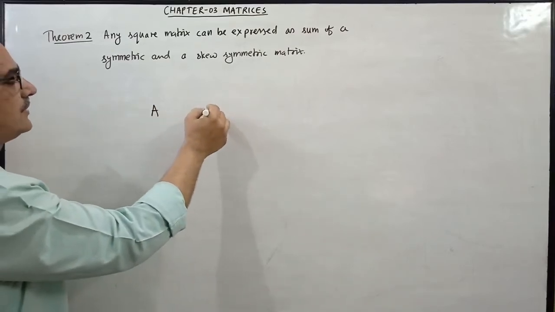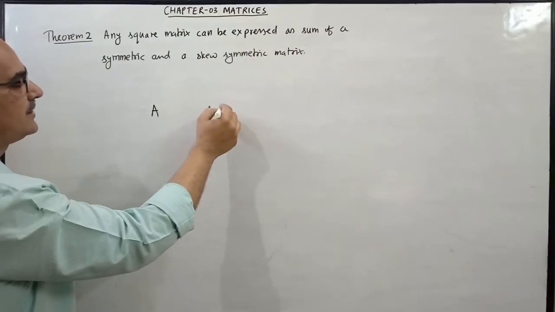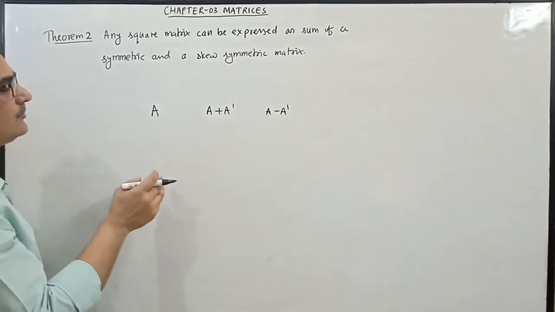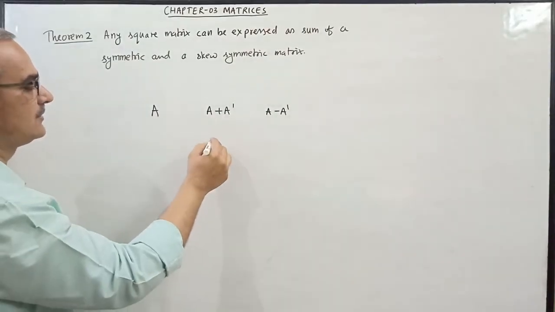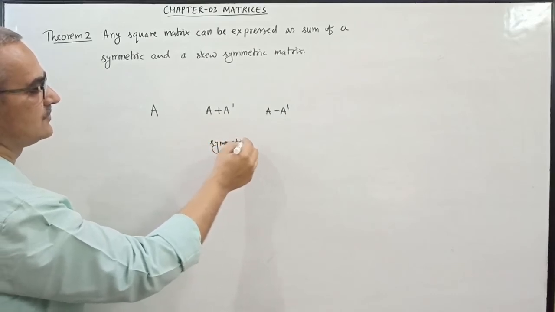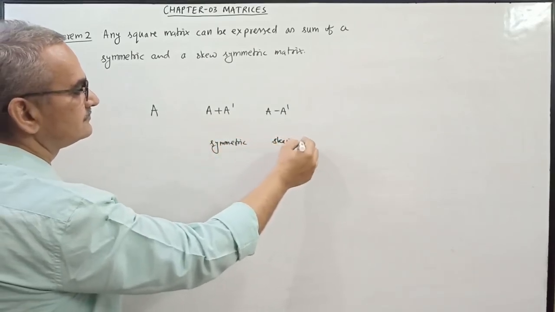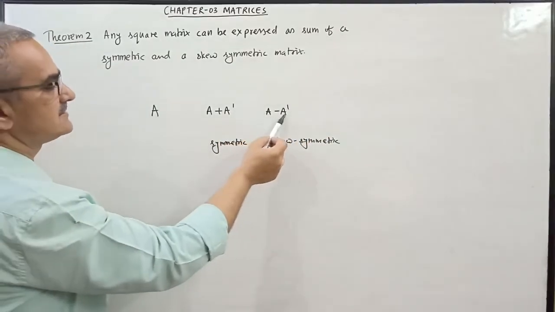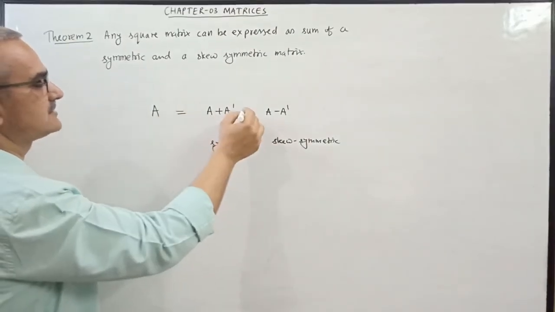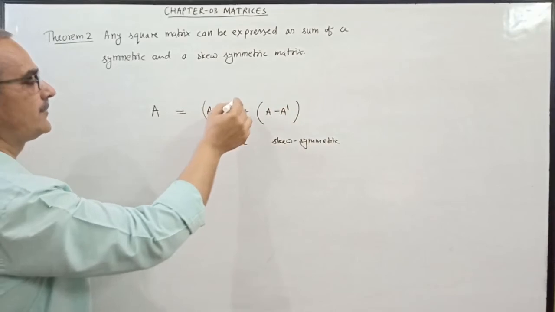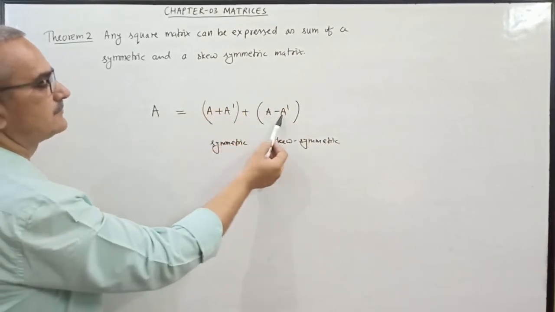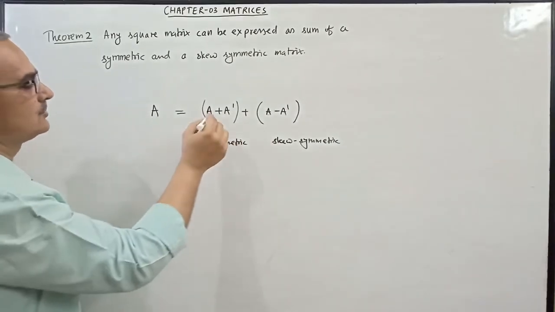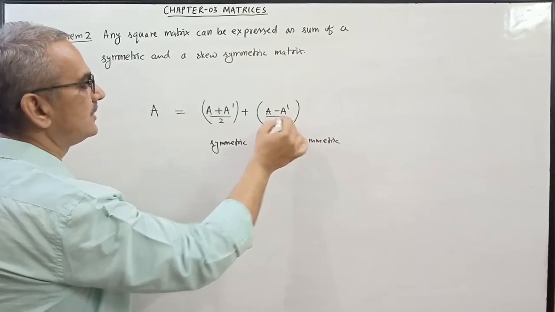Then we can write this as A plus A dash, and here we are writing A minus A dash. In the previous theorem, you have seen that A plus A dash is symmetric, and A minus A dash is skew symmetric, which we have proved earlier. Now if I write this in this way, then what will happen? You are seeing that A dash and minus A dash will cancel and we are getting 2A. A plus A is 2A, but here we have A. So let's divide it by 2, and it is also divided by 2.